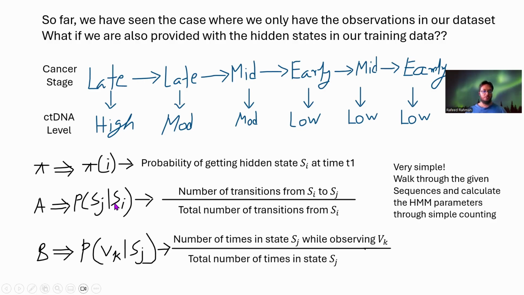Same thing goes for the transition function. For example, you can count the number of transitions from Si to Sj, and you can also count the total number of transitions from state Si in the data set. Same thing goes for the observation probabilities. You can count the number of times in state Sj while observing Vk, and you can also count the number of times we were in state Sj. You can make those counts, and if you can make those counts, then that's it. You just put in those counts and calculate the probability. You don't need any Baum-Welch algorithm here.